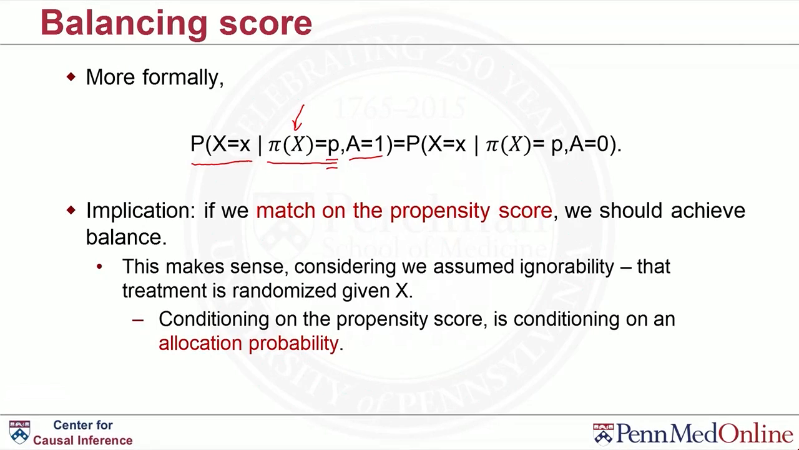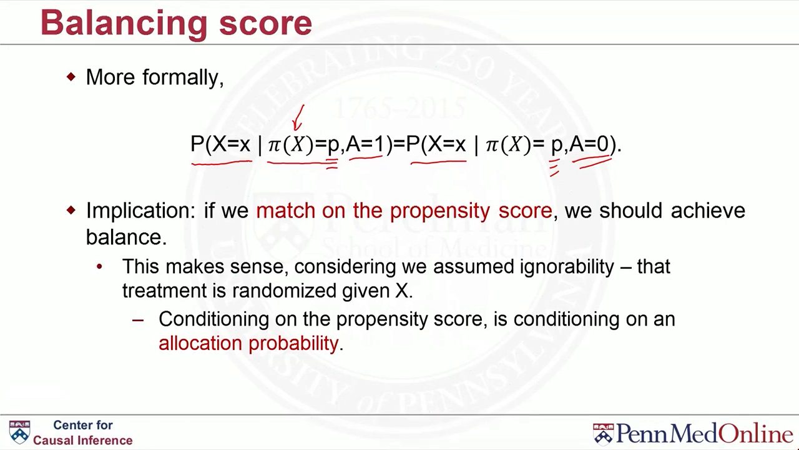What is the distribution of the covariates among treated people who have this particular propensity score? It turns out that's the same as the distribution of covariates among controls who have a propensity score equal to p. By conditioning on the propensity score equaling p, we're thinking about all possible combinations of X that would lead to this one propensity score. So p could be 0.3, for example. It's just a fixed value. We'll ask, what are the sets of X's that lead to a propensity score of 0.3?